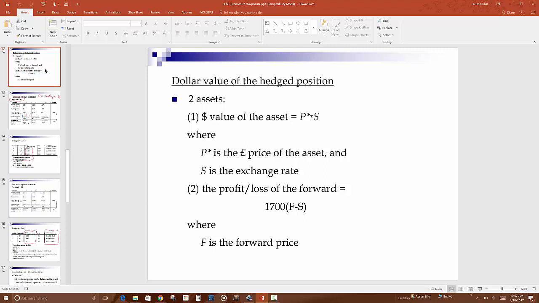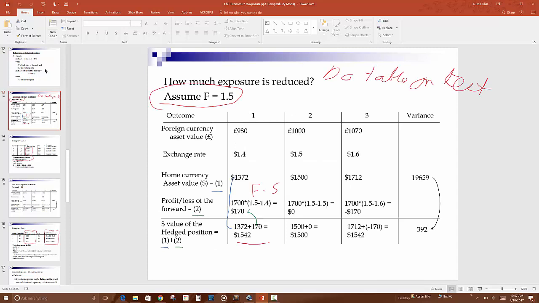So for case number 1, we calculated that if outcome 1 occurs, we profited 170, outcome 2 nothing, outcome 3 lost 170. So the ending value is the dollar value 1 plus the profit and loss from the forward 2. We add it together, so we have 3 outcomes but only 2 numbers. So obviously we substantially reduce the variance when we add this forward. So that's case number 1.